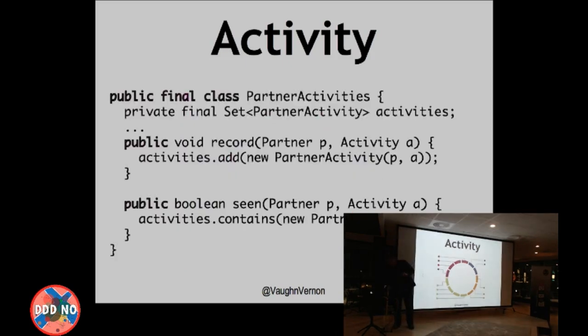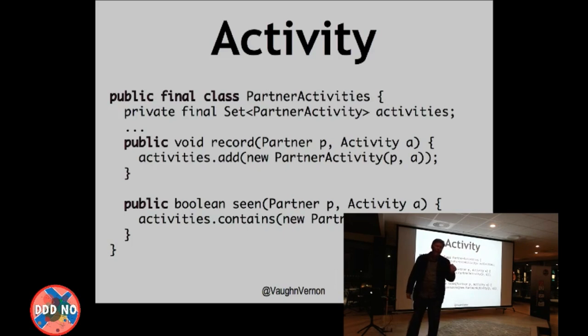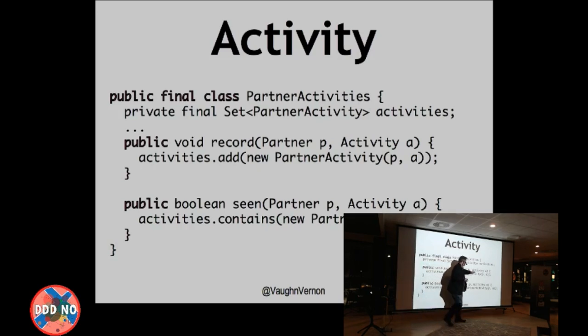But here's sort of the problem that I see with, it's not a problem. I'm not criticizing Pat Helland, but this seems like a very technical solution to me. This is what I see in my mind when I read his paper about what an activity is. I see a class called partner activities. That's what he talks about. And internally, I have a set of partner activity. Right? This is a specific thing that can happen to me, this entity. And I'm going to record from a partner an activity that occurred, and that becomes a partner activity that I am going to add to my set of partner activities, right?